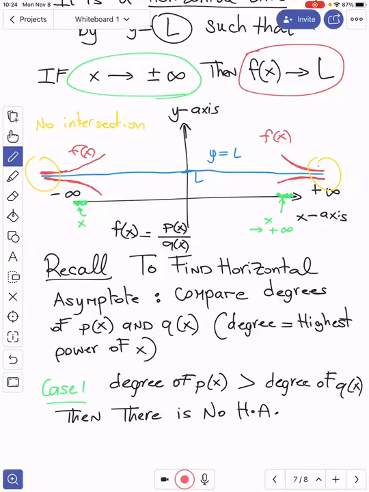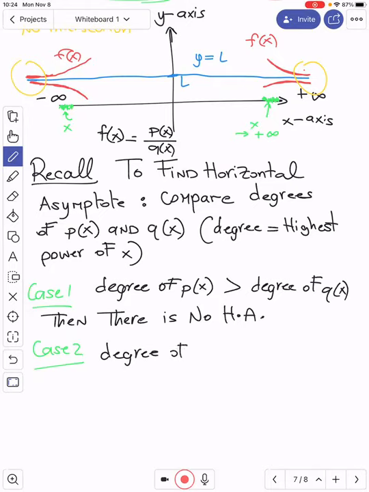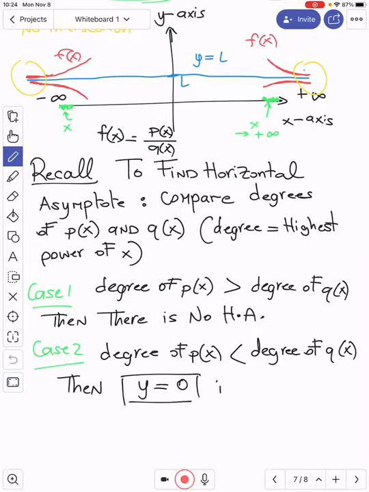Now, case number 2: if the degree of P is less, so the highest power of X in the top is less than the highest power of X in the denominator Q, then y equals 0 is the horizontal asymptote.